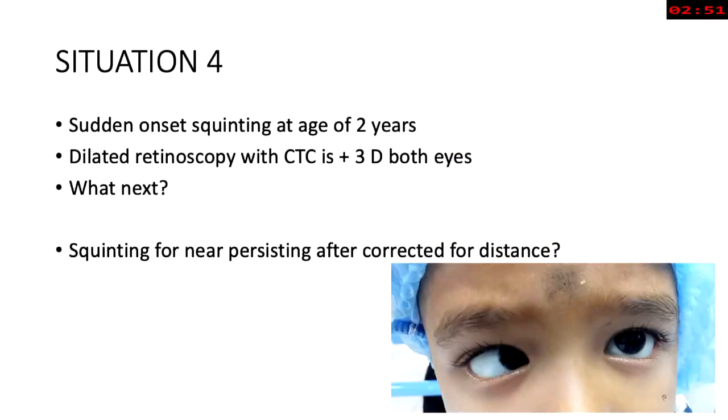Situation 4, sudden squinting. We all have these patients in our clinic, and dilated retinoscopy with cyclopentolate shows +3 diopter. So what you first need to do is an atropine refraction and see, because this +3 may be 5 or 6, and you have to correct the whole. And if the squinting is for near even after correcting for distance, do you give bifocals on the first go or later?